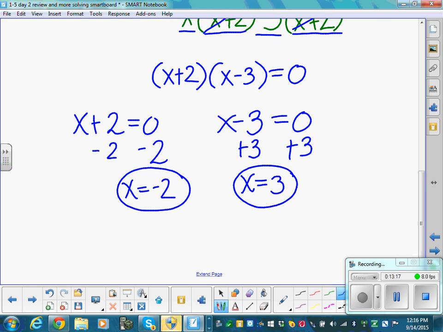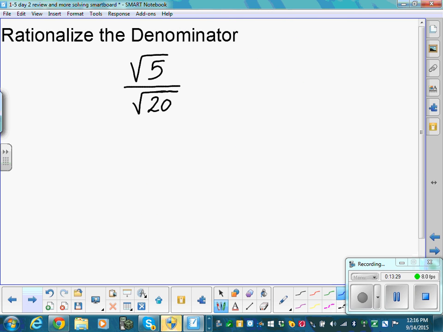I solved by factoring. You could have used the quadratic formula. You'd get the same answer if you did the quadratic formula correctly. Because the quadratic formula always works for quadratics. And factoring won't always work, but we just do need to know how to factor.